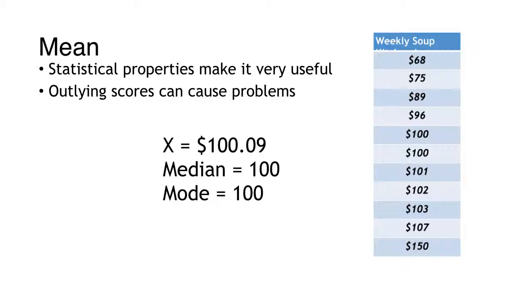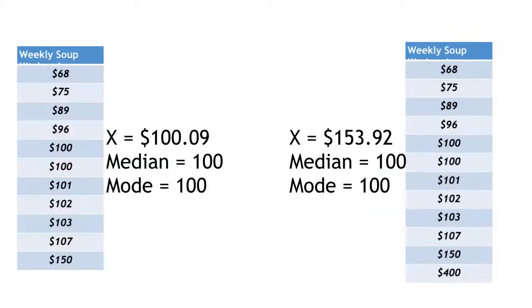Now, imagine that someone walks in who doesn't fit that pattern. This is what we call an outlier. So look down at the bottom. All of a sudden, there's been somebody walk in the soup kitchen who makes $400 every week. Suddenly, my median is still 100. It's still in the middle. The mode is still 100. But look how much the mean has changed because of one outlier.